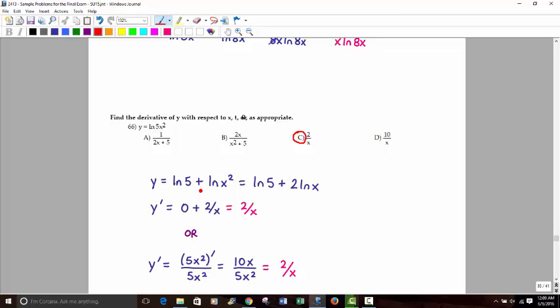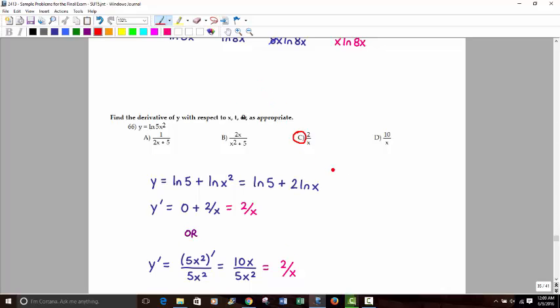But here I broke it up using log properties. ln of 5 plus ln of x squared, which makes it 2 ln of x. The derivative of ln of 5 would be 0 because there's no variable there. You know, ln of 5 is just a number, a constant. But the derivative of ln of x is 1 over x, so it would be 2 times 1 over x. So 0 plus 2 over x equals 2 over x.